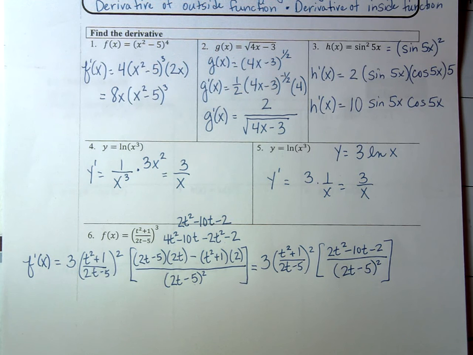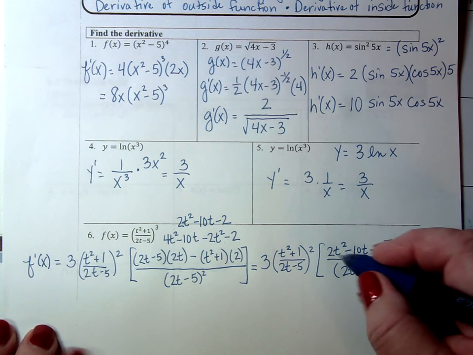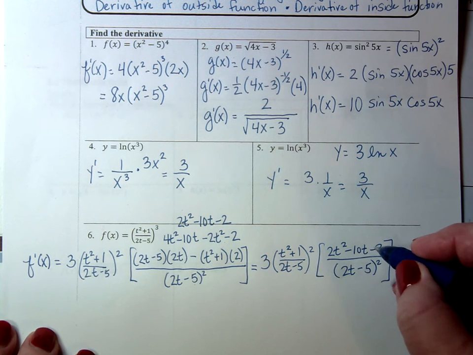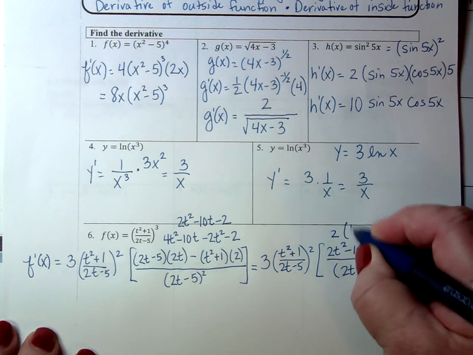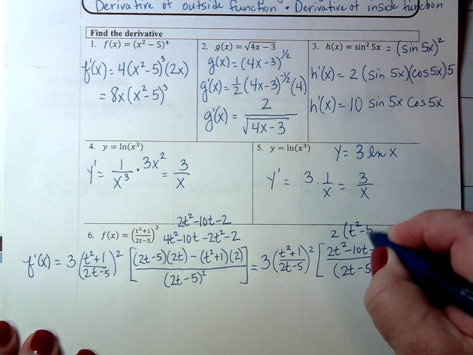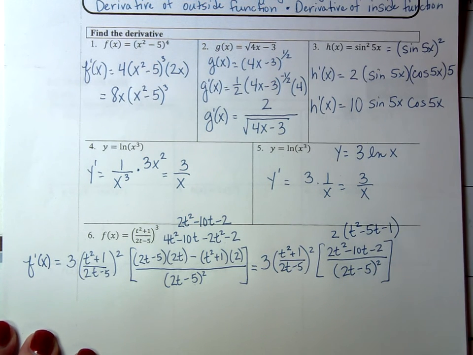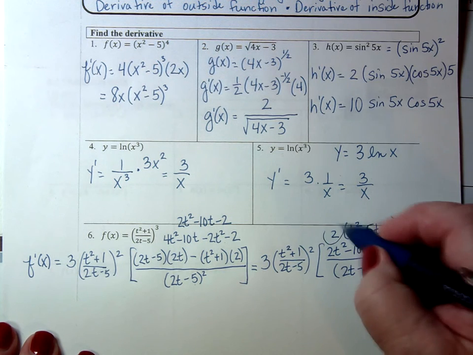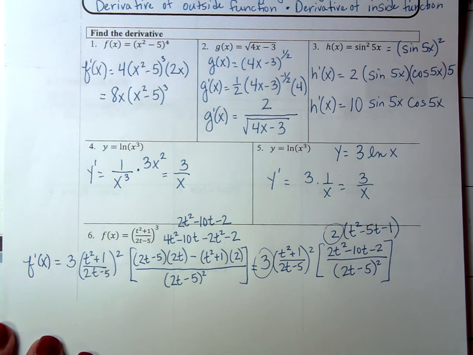Now there's all sorts of equivalent forms that this can be found as an answer. There's a lot of different ways that you can write this, but I'll give you some options. This is one option. Here's another option. All of these numerator pieces have a 2 that I can factor out. That's going to leave me with a t squared minus 5t minus 1. And this 2 can join up with the 3 there, and they become 6.